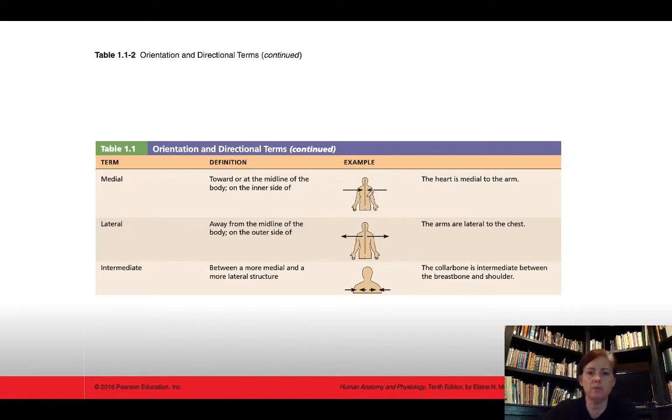Medial would be closer to midline. If you dropped a line down the center of the body, lateral would be further away from midline. Intermediate would be a structure that's in between. For example, the nose is intermediate to the two eyes because our nose is in between the two eyes.